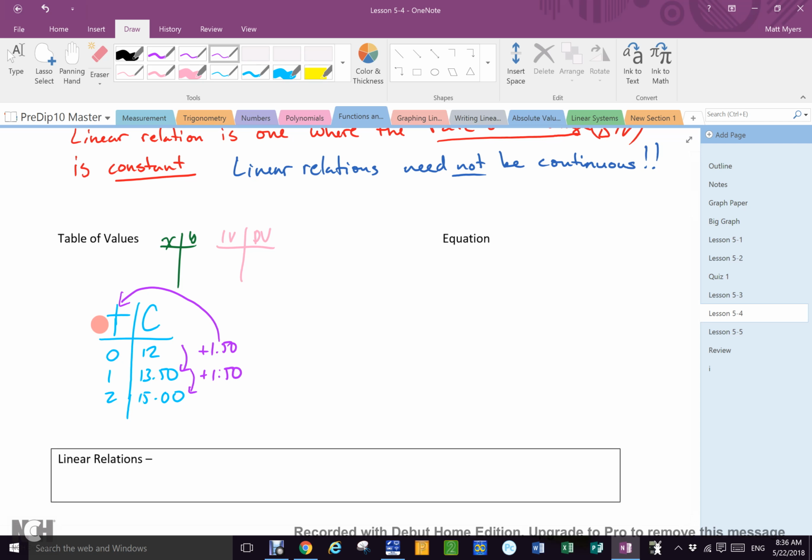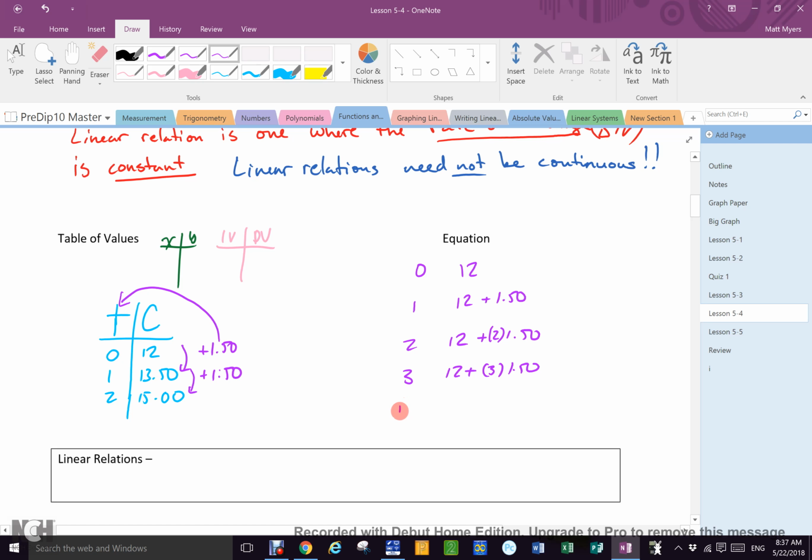Let me write this out for you in a different way if you don't remember. First is definitely 12, yes? 0, 12. 1, I pay that 12 and I add 150, don't I? Right? 2, I pay that 12, I add 150, but now how many times? Twice. Everybody understand? Okay. 3, what do I pay? 12 plus 3 times 150, correct?